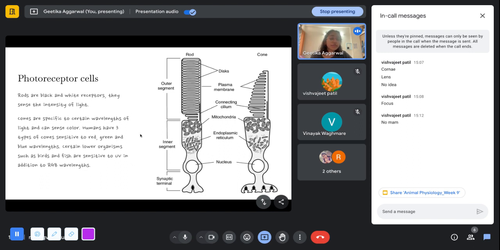So rods are black and white receptors. They can only sense the intensity of the light. The cones are specific to different wavelengths, and that is why humans have three different types of cones: red, green, and blue. Other organisms like birds and fishes are also sensitive to UV radiation, so they can see UV rays in addition to red, green, and blue. So this is one basic difference between rods and cones: rods only help you see a black and white image, and cones are sensitive to different wavelengths and colors. Rods have the pigment called rhodopsin, and cones have the pigment called iodopsin.